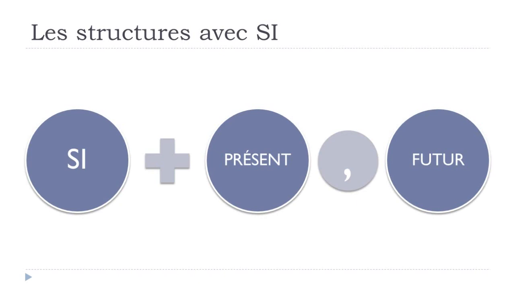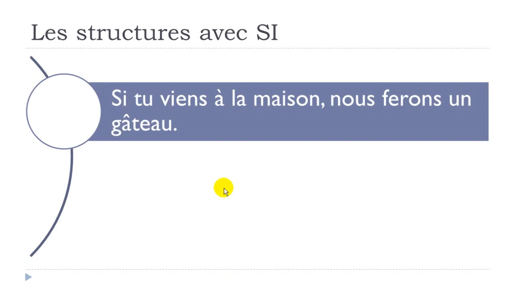Okay, so let's have an example here. Si tu viens à la maison, okay, venir is to come, à la maison, at home, nous ferons, so that's the future form of faire, so we will do, un gâteau, a cake. Okay, si tu viens à la maison, nous ferons un gâteau. All right, so that's the first construction that we could have, and in that case it's si tu viens à la maison, so it's a possibility, nous ferons un gâteau.